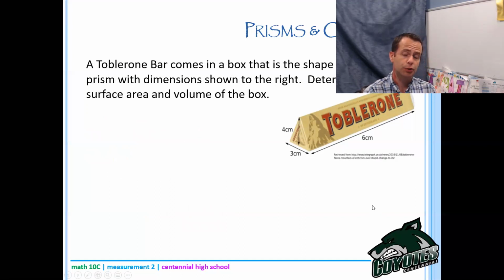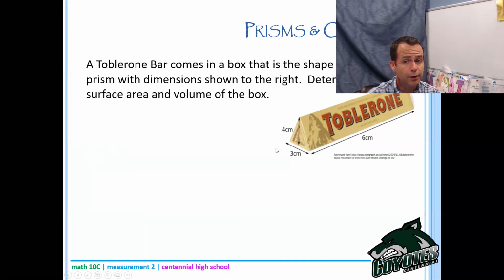A Toblerone bar comes in a box that's in the shape of a triangular prism with dimensions shown to the right. Determine the surface area and volume of the box. We're going to do surface area first. I need to get the area of 5 shapes altogether: the triangle here, the triangle here, the rectangle here, the rectangle on this side that I don't see, and the rectangle on the bottom that I don't see.